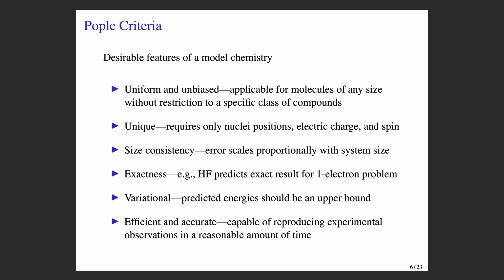Obviously, we want the calculations to be both efficient and accurate. You want to be able to reproduce experimental observations if possible, so that's accuracy. And you need to be able to do that in a reasonable amount of time. It's great if you've got a method that can calculate the energy to perfect accuracy, but if it takes longer than the age of the universe for you to perform the calculation, it's not so useful. One of the points that Pople makes is that there's no one method, no one model chemistry, that has all of these criteria met. Okay, so there's always trade-offs in life.